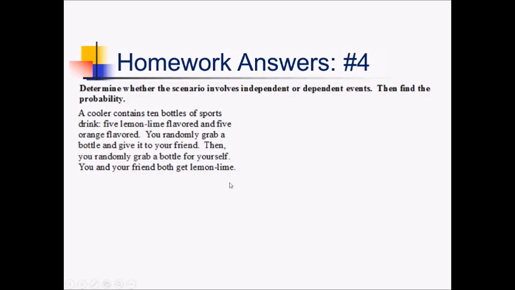Okay, so independent or dependent? Well, the drink you pick and randomly give to your friend is going to affect the drinks that you then have to choose from for yourself. So since earlier events affect later events, these are dependent events. So now let's talk about the probability of getting lemon-lime twice.